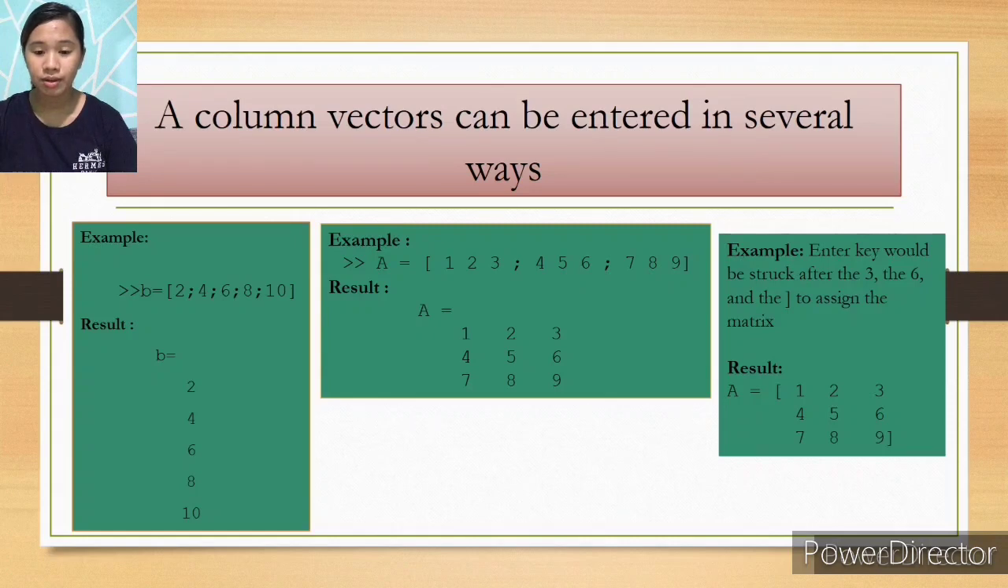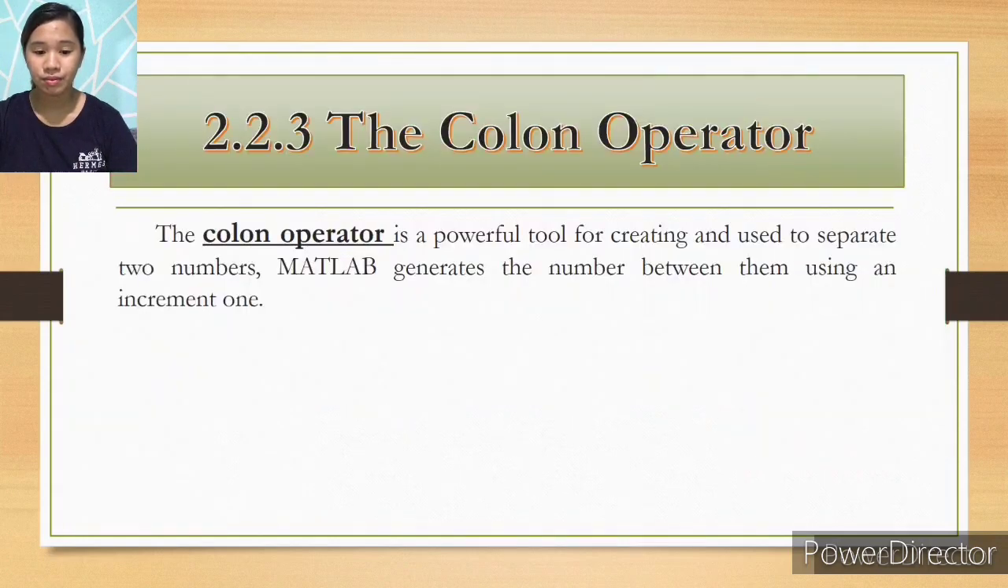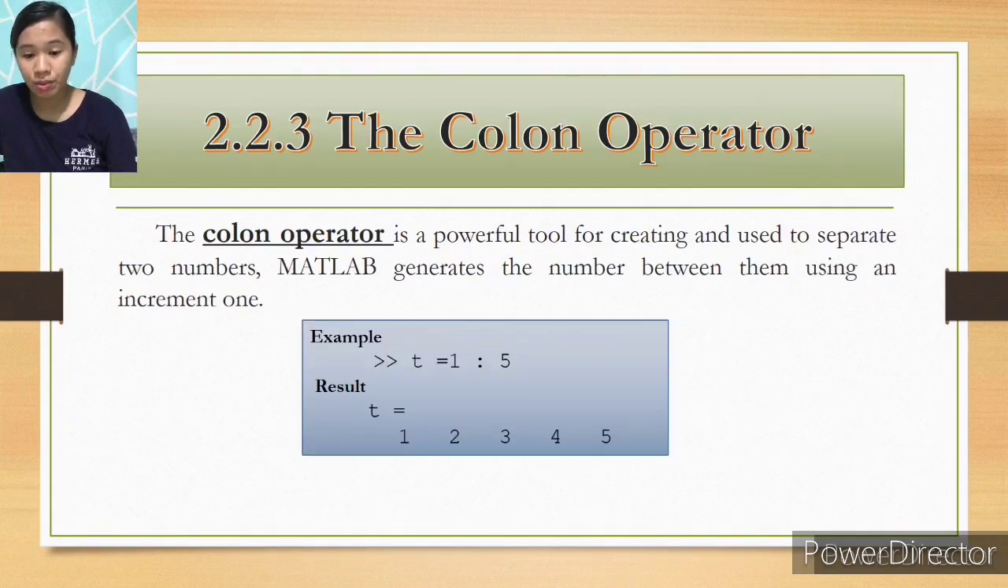So the colon operator. The colon operator is a powerful tool for creating and manipulating arrays. If a colon is used to separate two numbers, MATLAB generates the numbers between them using an increment of 1. So for example, we have at the command prompt t = 1:5. The result will be t = 1, 2, 3, 4, 5.